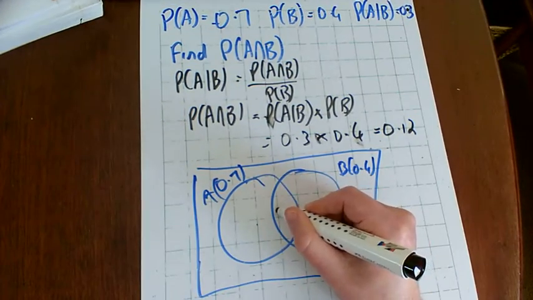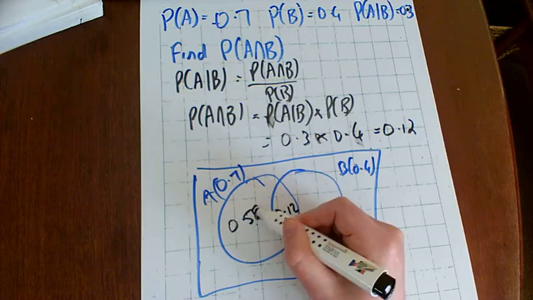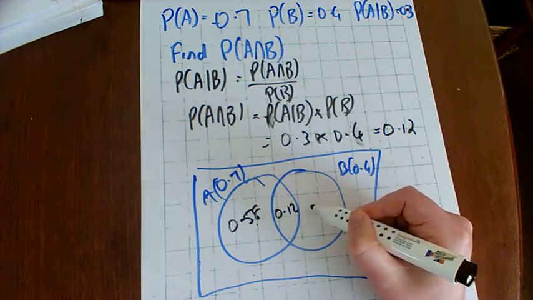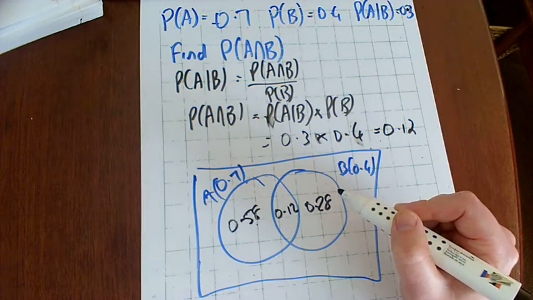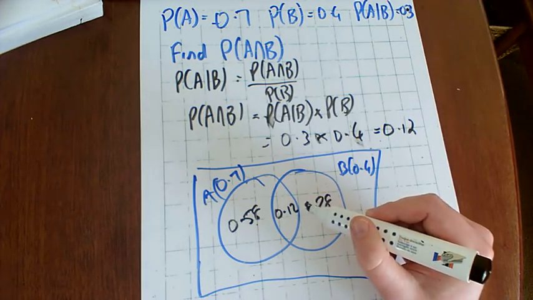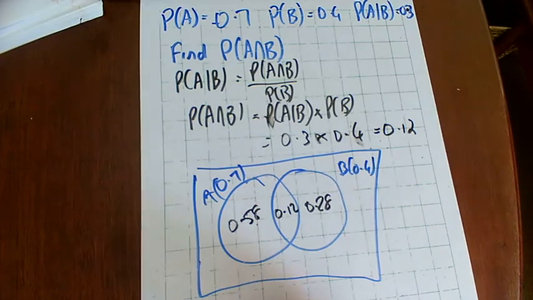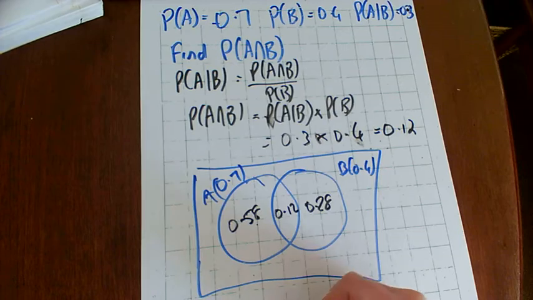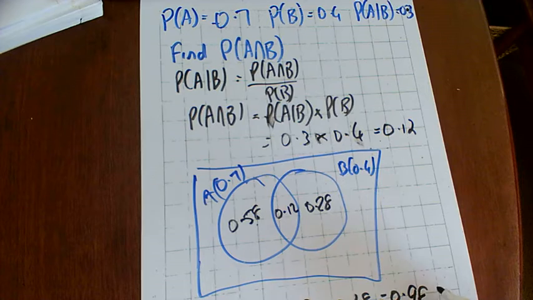So now we can fill out our Venn diagram. If this is 0.12, the intersection, then this here is not 0.7 anymore, it's 0.58. And this is not 0.4 anymore, it's 0.28. Does that add up to 1? No, it doesn't. So there's obviously something on the outside. If I add up 0.58 plus 0.12, that's 0.7, plus 0.28, that's 0.98. So we're missing something out here. It's 0.02, 1 minus 0.98.